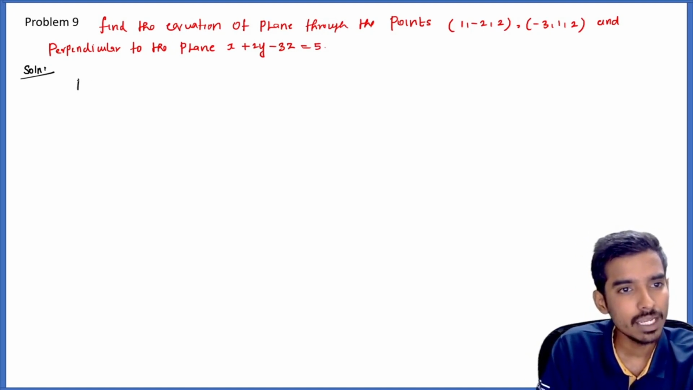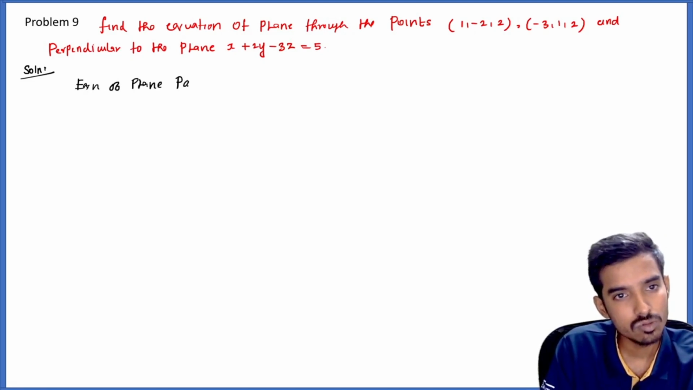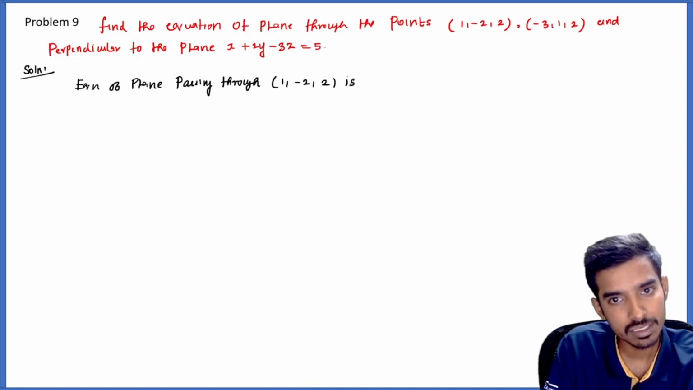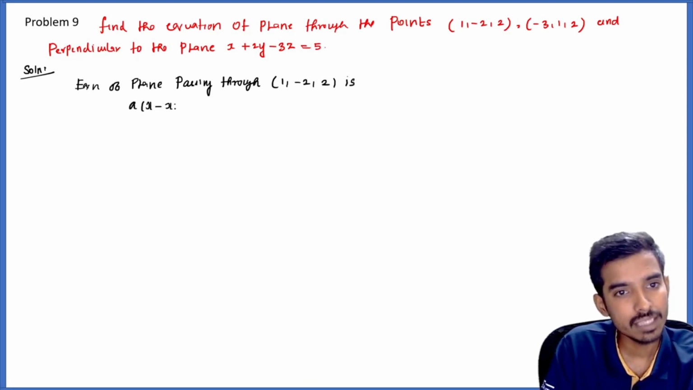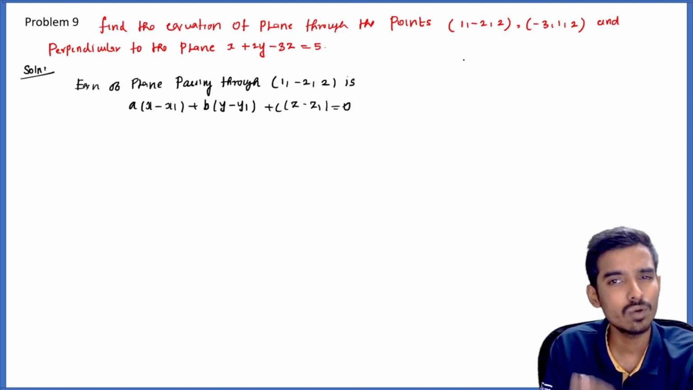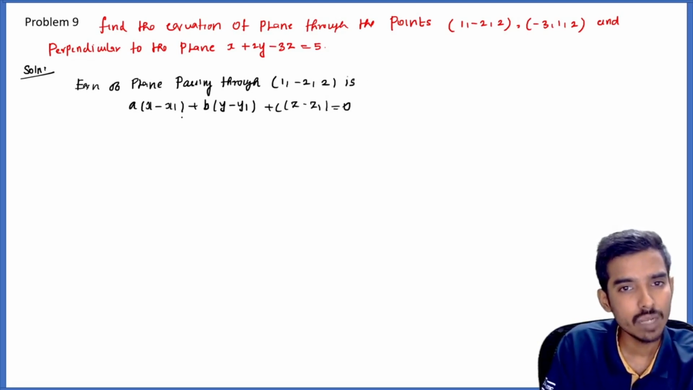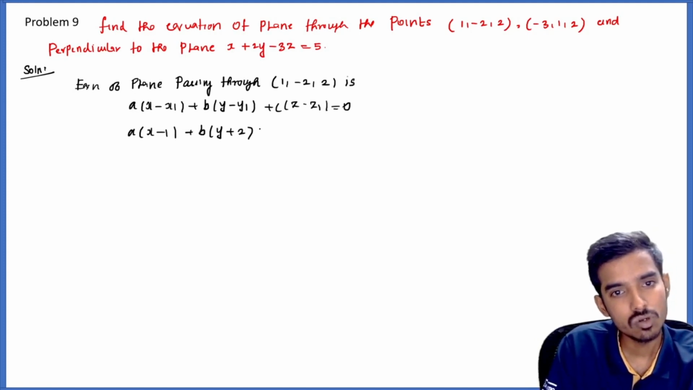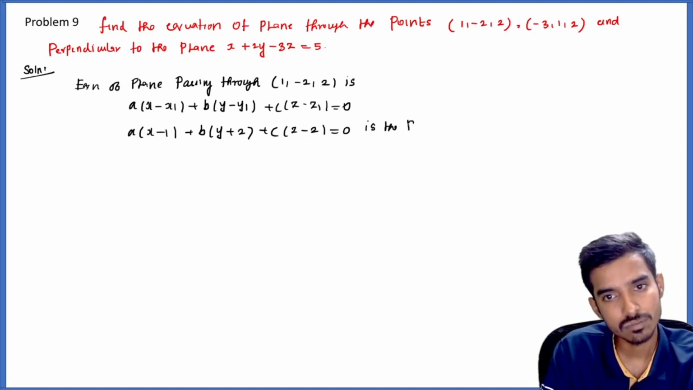So the equation of a plane passing through the point 1 comma minus 2 comma 2 is given by a into x minus x1 plus b into y minus y1 plus c into z minus z1 is equal to 0, right? Let us take only one point. Now, what is x1, y1, z1? So it is a into x minus 1 plus b into y plus 2 plus c into z minus 2 is equal to 0, is the required equation, right?